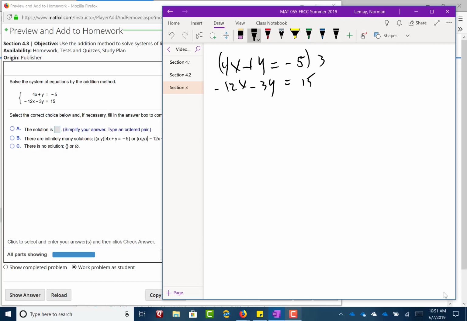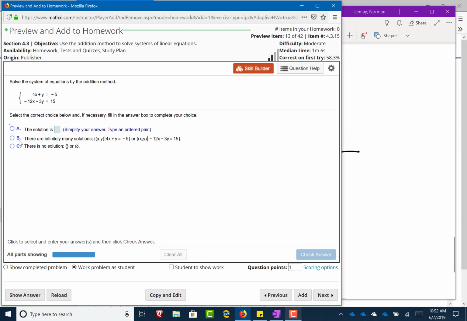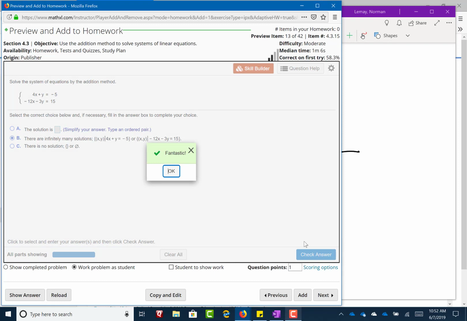Okay, we'll just multiply this top row here by 3. So when we do that, we're going to get 12x plus 3y equals negative 15, and minus 12x minus 3y equals 15. And again, notice that we get 0, 0, and here we get 0. So again, 0 equals 0 means we have infinite solutions, that these are the same lines geometrically, and check our work.